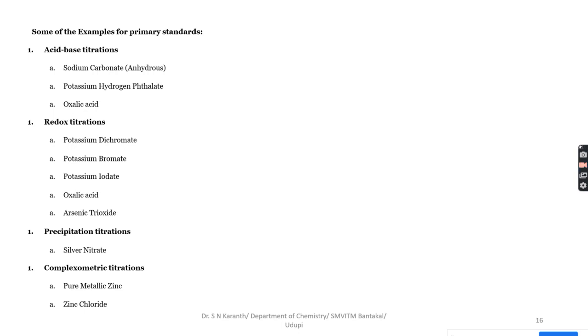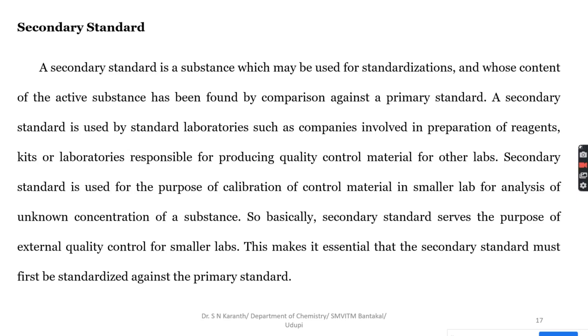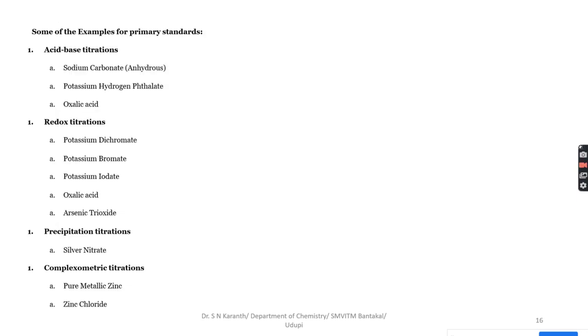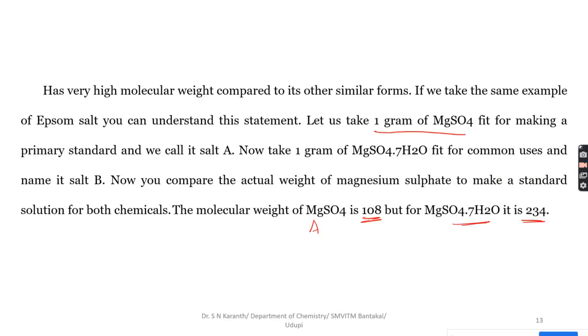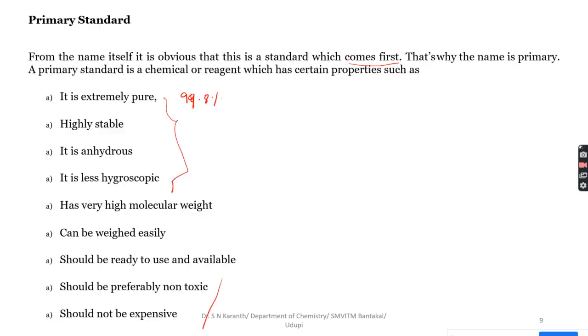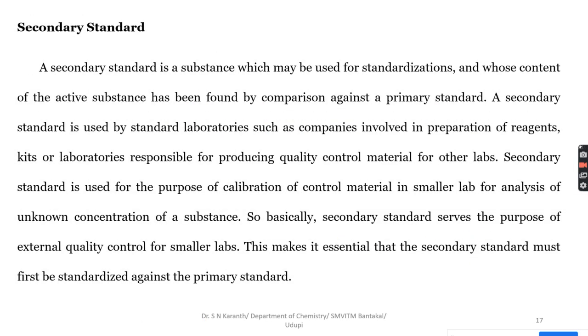In the case of precipitation titration, we can observe a stable component, silver nitrate. And for complexometric titration, metallic zinc or zinc chloride is used. These are all the things about primary standard solution. The next type of standard solution is a secondary standard solution.